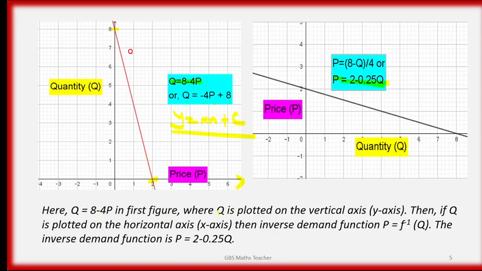Here, q is plotted on the vertical axis, and then q is plotted on the horizontal axis. Then the inverse demand function, p equals f inverse of q, is p equals 2 minus 0.25q. In terms of p and q, vertical and horizontal, this is one kind of graph. We will make it clear from the problems as well.